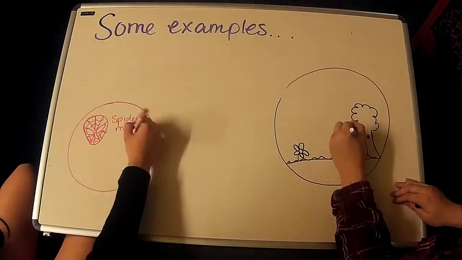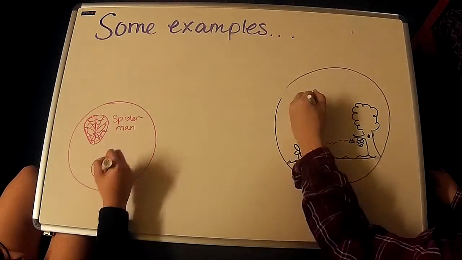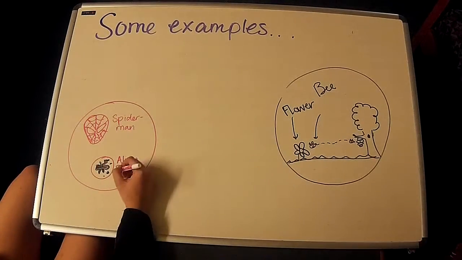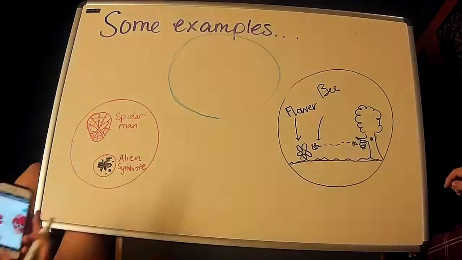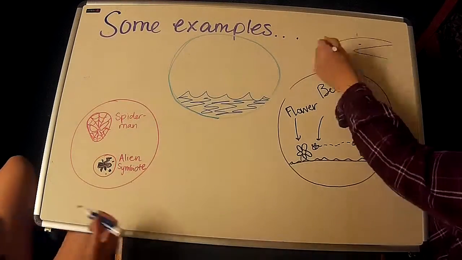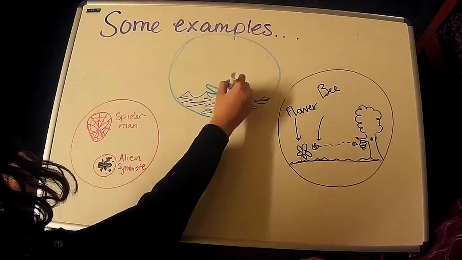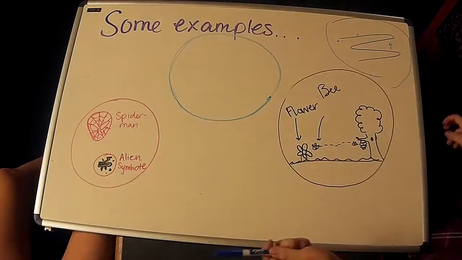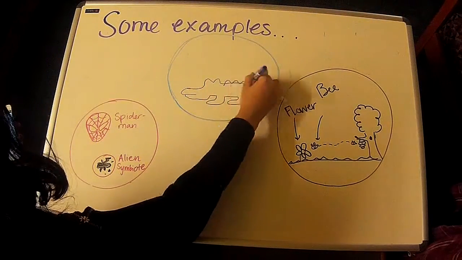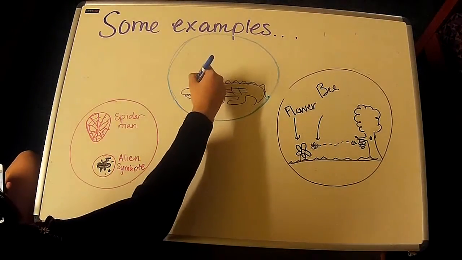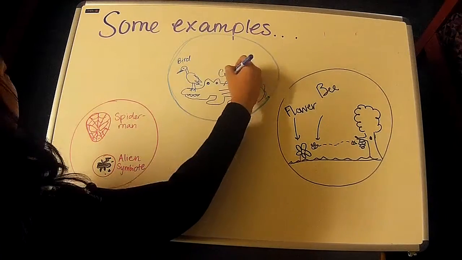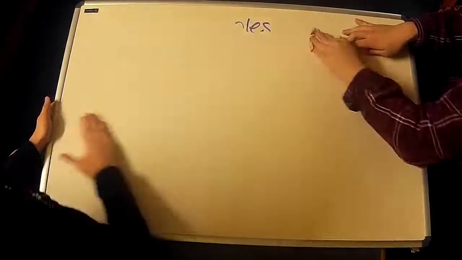Another example of mutualism is your friendly neighborhood Spider-Man and the symbiotes. Spider-Man discovers an extraterrestrial symbiote that bonds to Peter Parker, enhancing his powers and giving the symbiote a place to live. Lastly, we have the crocodile and the plover bird. As the plover bird eats from the mouth of the crocodile, it keeps the crocodile's teeth clean and free from infection.